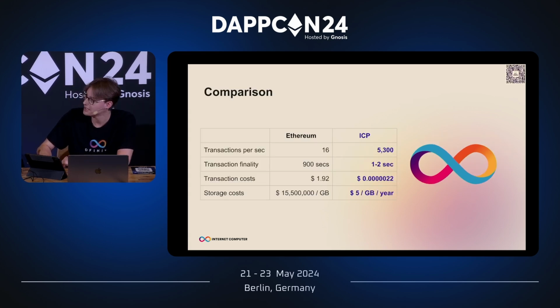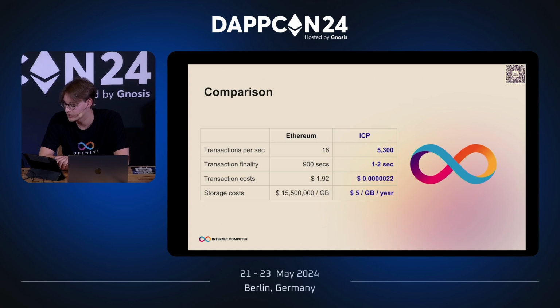I want to underline the statement a little bit by quickly comparing some of the key metrics between the internet computer and Ethereum. Let's start with the transactions per second here. ICP is two orders of magnitude more performant, same for transaction finality. Transaction costs even more, and for the storage costs, again, even more, with it only costing $5 to store a gigabyte of data for a year.